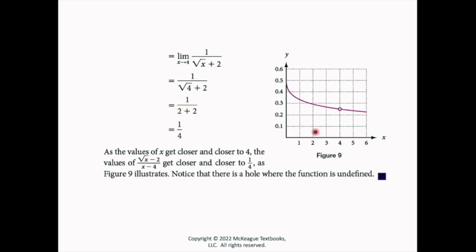Now this is another case where the limit is the same, but the two functions are not the same. So the original function given is not the same as this simplified function. And we said that we had a removable discontinuity at x equals 4. That's right here. That means there's a hole in the graph because that value doesn't exist.